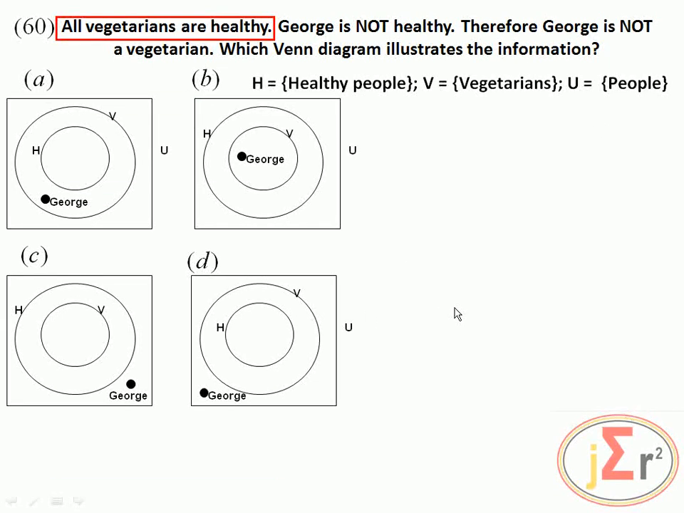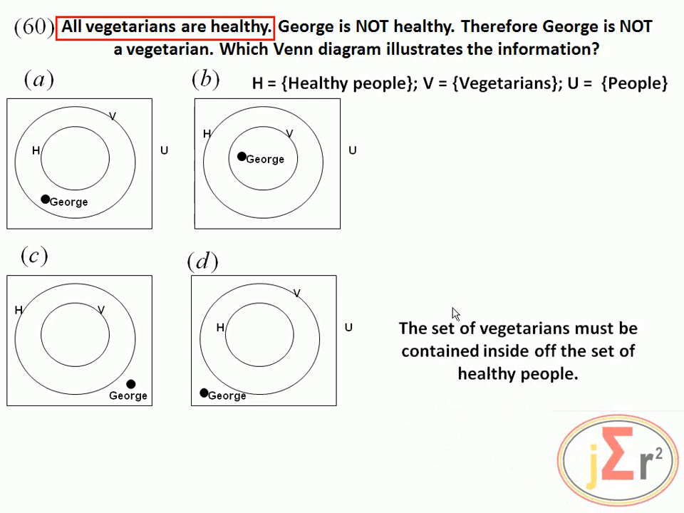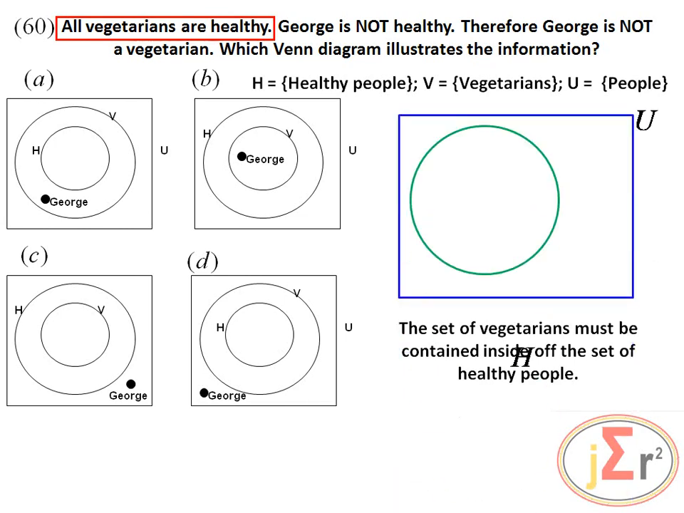All vegetarians are healthy. The set of vegetarians must be contained inside of the set of healthy people. So if you consider the vegetarians, all of them will be inside of the set of healthy people, and that is what we will demonstrate first. So the set of vegetarians will be contained in the set of healthy people.